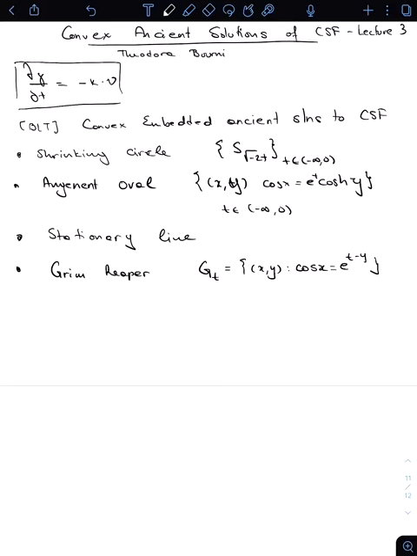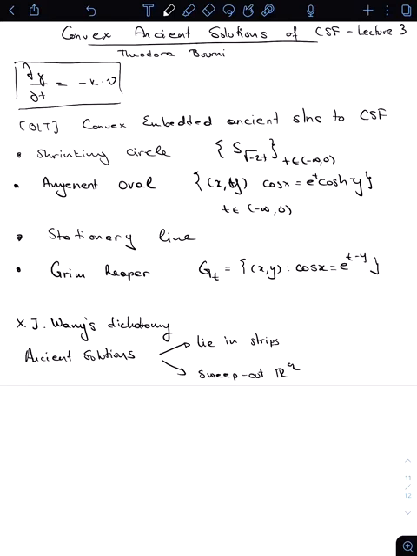And as I said, even for the compact case we can use a different proof. The major ingredient is Shu-Wang's dichotomy. That says that for ancient solutions, as long as the curvature is bounded, they lie in strips, just like in one dimension, or they sweep out R2. Now, it can be shown that in this case, we only get the shrinking circle. So we're going to focus on the other case.